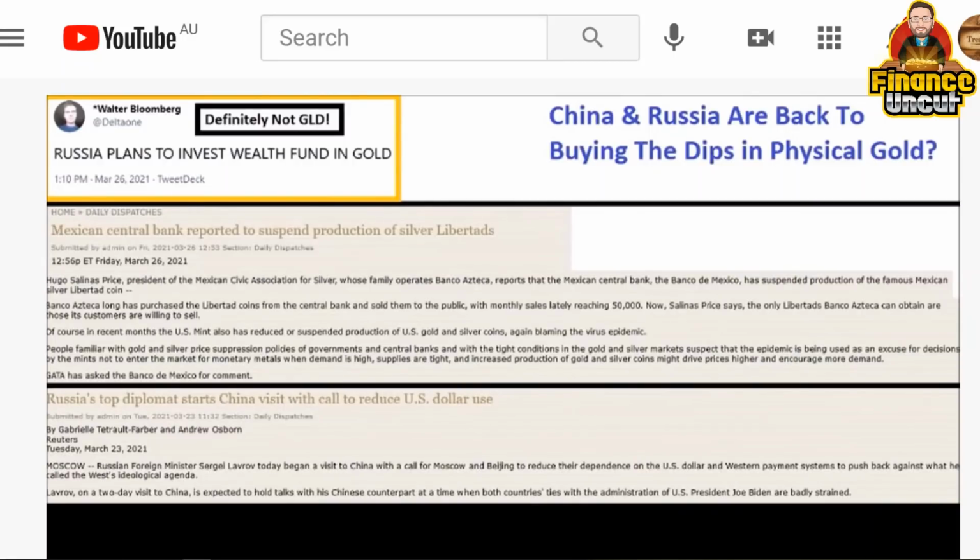The other major story I wanted to talk about was how the Mexican central bank, the Banco de Mexico, has suspended production of the famous Mexican silver Libertad coin, according to Mexican billionaire Hugo Salinas Price. Now, they're using the pandemic as an excuse, but they could also be having problems sourcing physical metal.